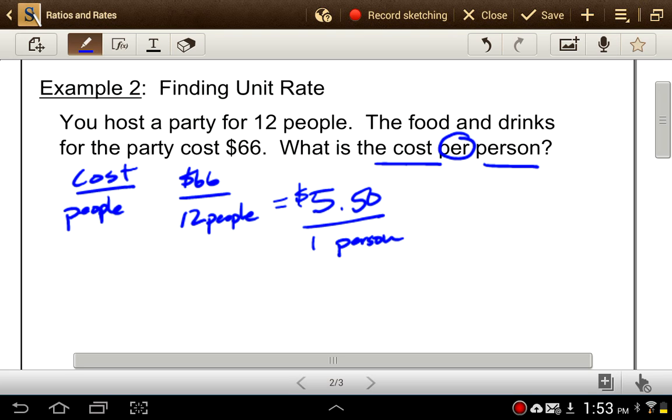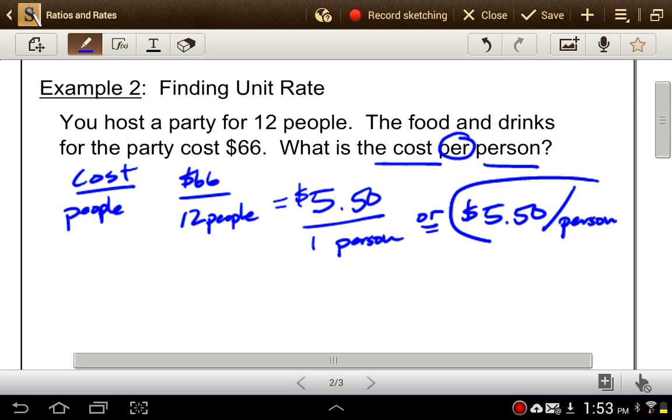Okay, that's how it is. Now, you can write it that way, or, and this is probably the way you'll see more, you can write it like this, $5.50 per person, and you can use that slash. That's probably the most common way, although I will accept either, because they are both correct. They both are representing the same thing. Okay, the most common way you'll see stuff, though, is the second way.